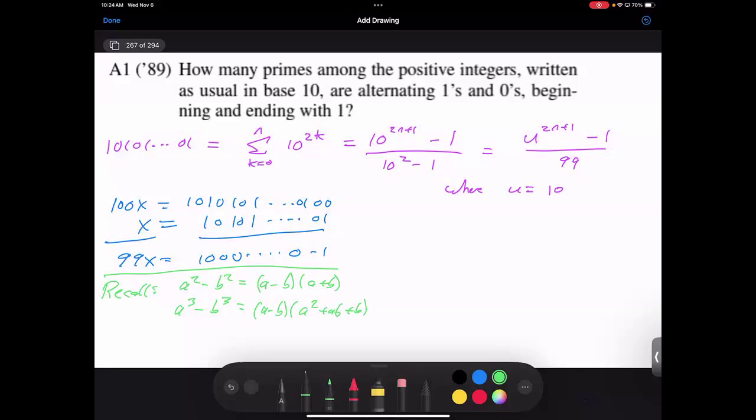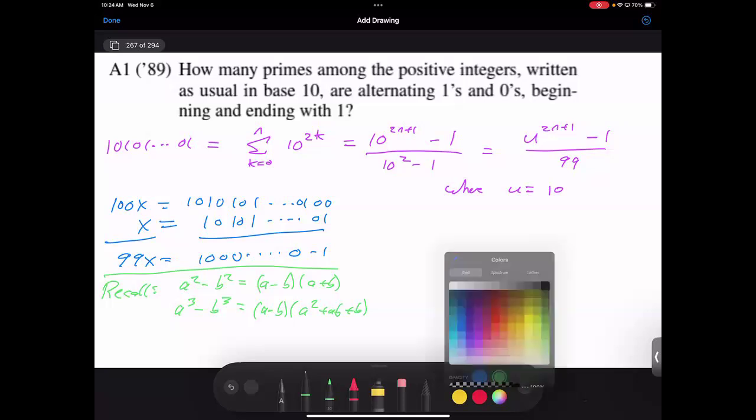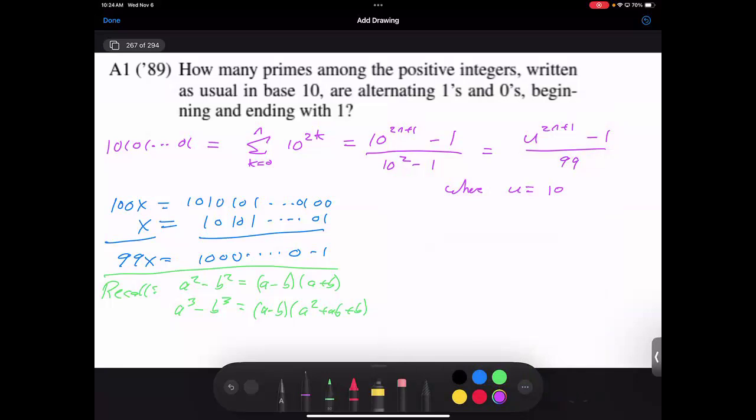A to the fourth, so if I give you something to an odd power, then what I should have is a number, let's call this X. We should get X is going to be u minus 1 times u to the 2n plus u to the 2n minus 1, I think, plus dot dot dot plus u plus 1.